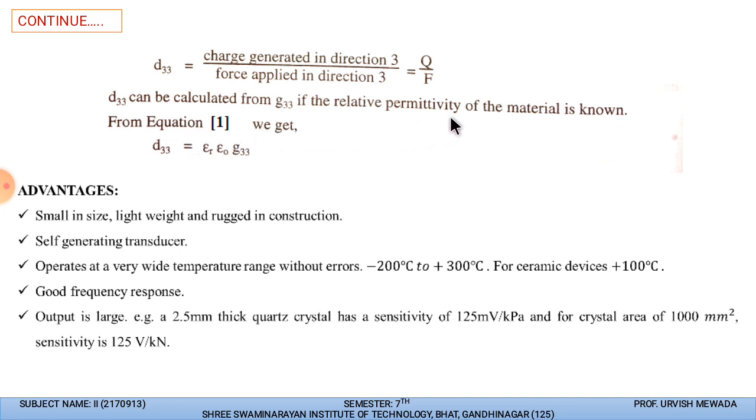If the relative permittivity of the material is known, then from the equation we can write equation number 1: d33 is equal to epsilon_r epsilon_0 g33. So whenever such an output equation of a piezoelectric crystal is asked in your GATE exam, you have to derive till E0 is equal to g·t·p. But this is additional information for when we use different types of materials. Then we can apply these formulas to determine the distance and the field intensity. So this is how we can define the output equation of the piezoelectric transducer.